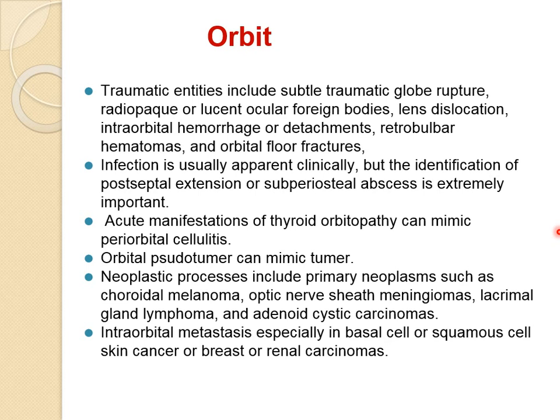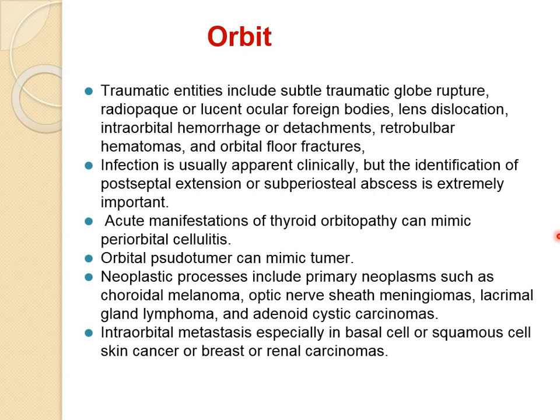Orbital space: traumatic entities mostly involve foreign body, globe rupture, lens dislocation, hemorrhage or retinal detachment, hematoma, or fracture of the orbital floor. Infection is mostly seen clinically, but identification of post-septal extension and subperiosteal abscess is extremely important.